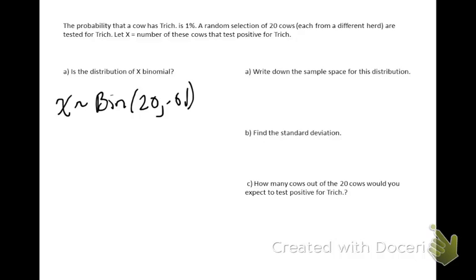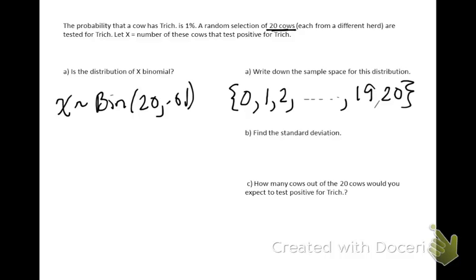To find the sample space for this distribution, we need to recognize that 20 cows were selected at random and then tested for trich. This means that none of the cows could come back positive. One of the cows could, 2 of them could, or 19 could, or even all 20 could come back as positive. Notice I put brackets on the outside of these numbers. The brackets turn a series of numbers into a set. Without the brackets, this would not represent a set.